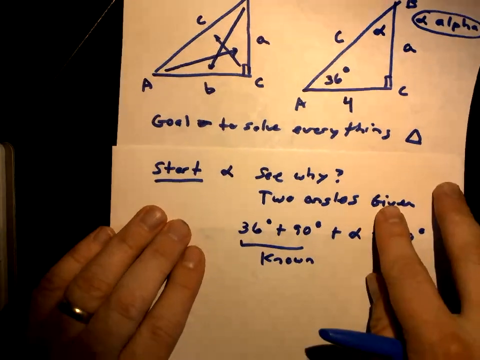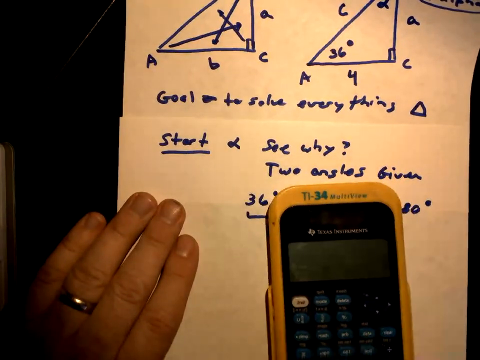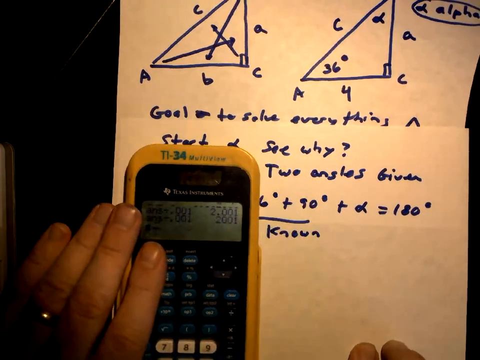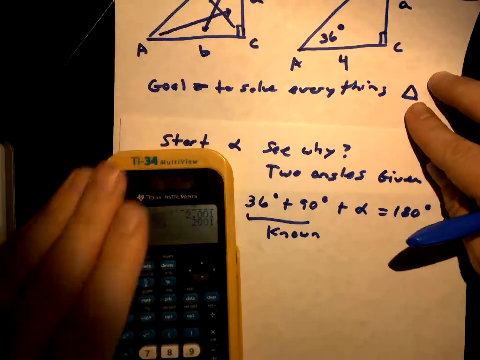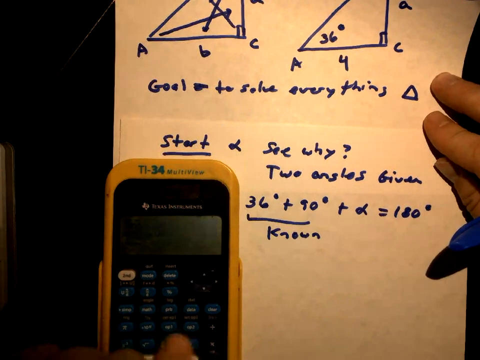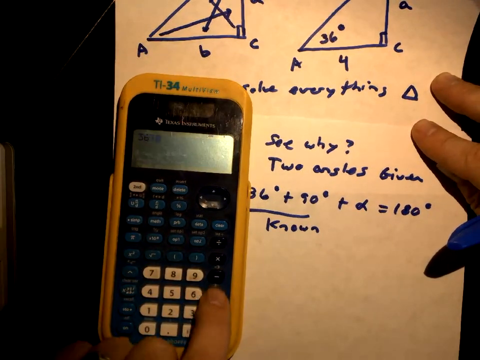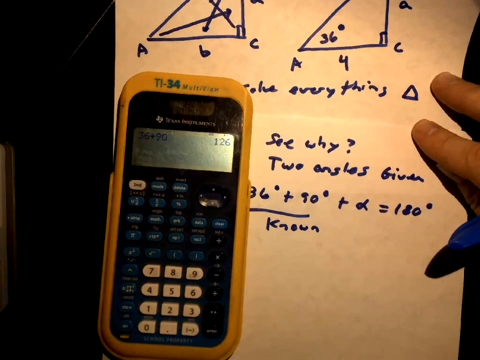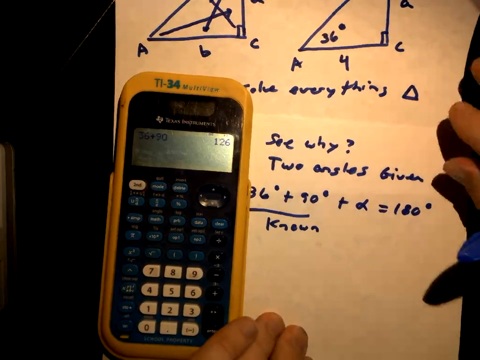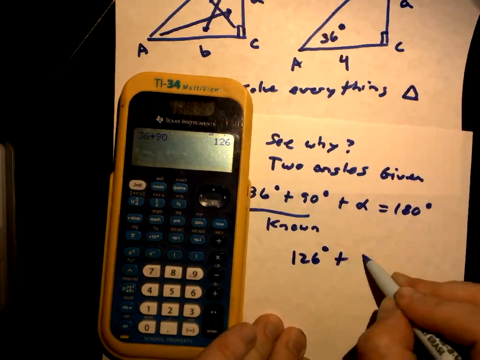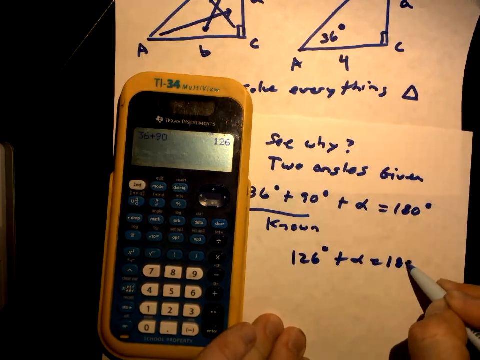So I'm just going to take a calculator. You should have one of these too. Hope you can see this. If you can't, let's do this here. So we're going to go ahead and solve this here. We're going to go 36 plus 90, which is 126. So this is 126 degrees plus alpha equals 180.